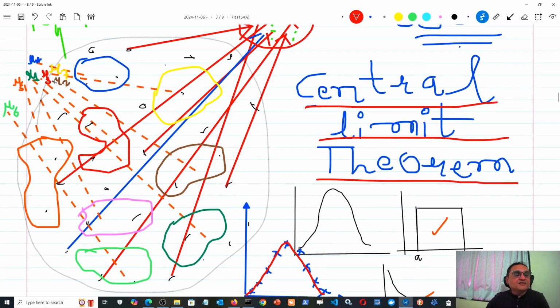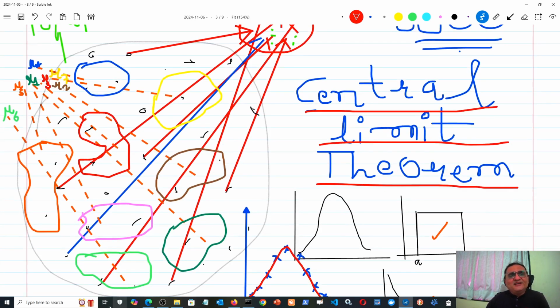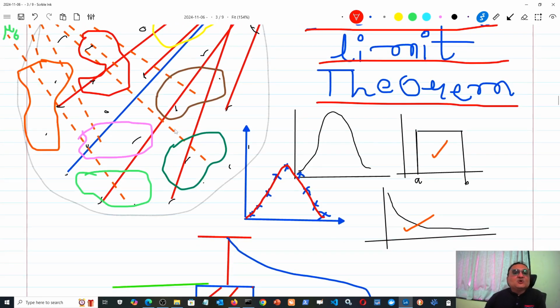Now these are only 5 or 6 shown, but ideally you can draw as many samples as you want. These are the 2 million customers' data, from which you can draw samples of 5,000. So naturally you can draw maybe around 20,000 or so samples. So find the mean of each sample and then plot them.